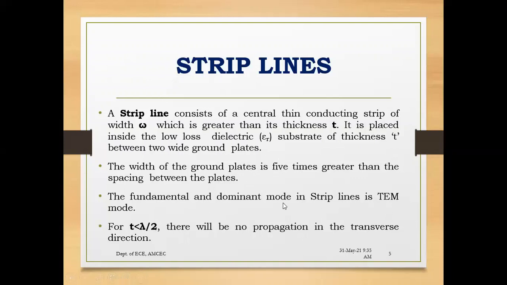The fundamental and dominant mode in a strip line is the TEM mode. For a thickness of lambda by 2, there will be no propagation in the transverse direction. So it has to be either greater or equal. If the thickness is lambda by 2, then there is no propagation in the transverse direction.